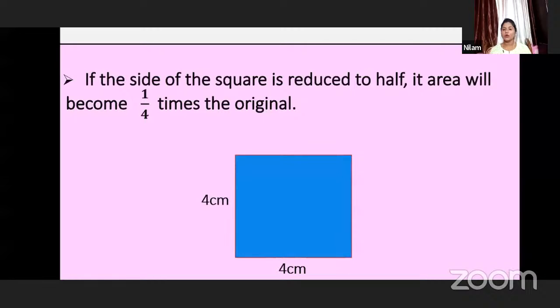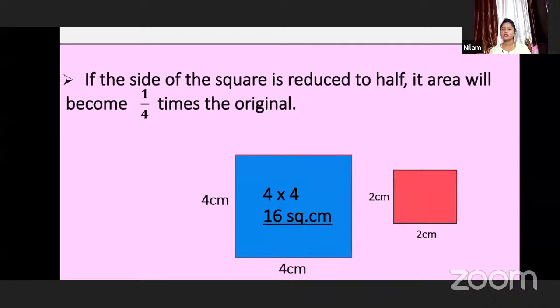Okay. Now let us reduce the side of the square into half. So see, the half of 4 is 2. If we consider the side of the square as 2 centimeter, so what will be the area? Area of the pink color one, the other square.